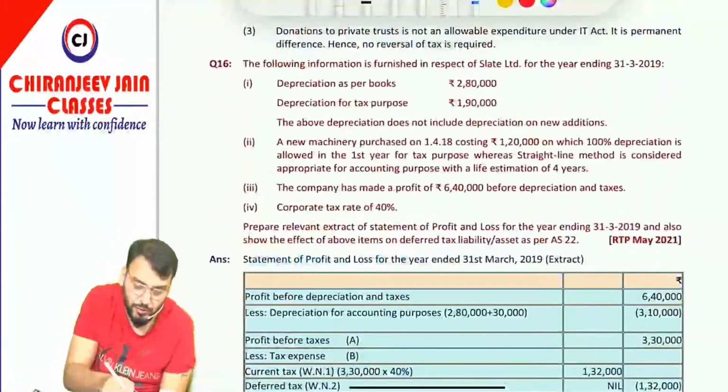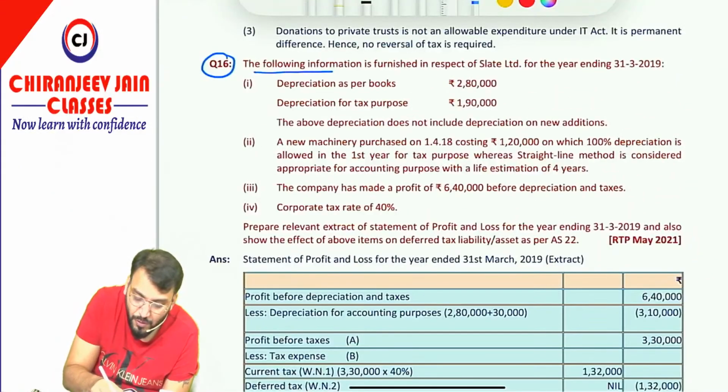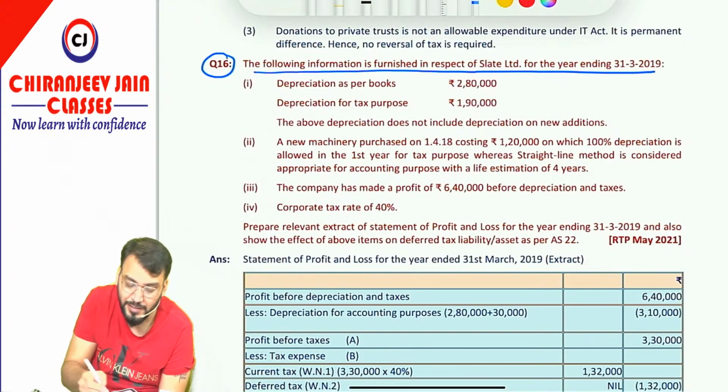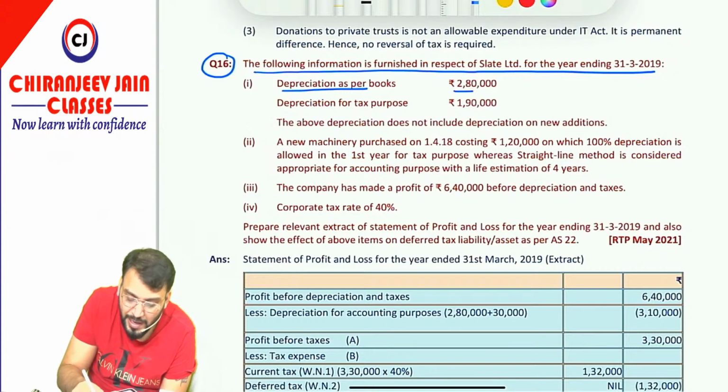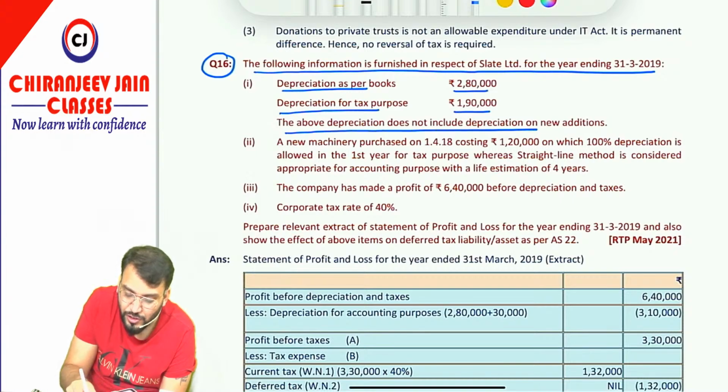Come to this question, Question 16. The following information is furnished in respect of SLAT Limited for the year ended 31st March 2019. Depreciation as per books 2,80,000. Depreciation as per income tax 1,90,000. The above depreciation does not include depreciation on new addition.